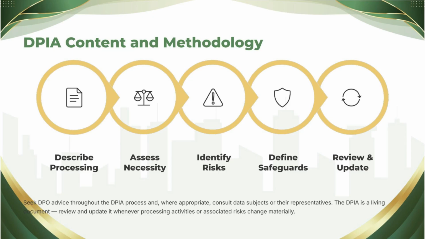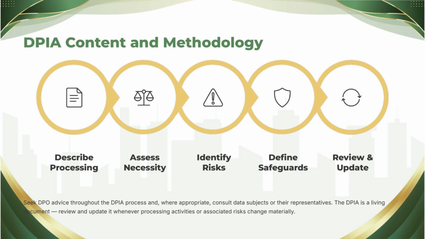Could we achieve this with less data, shorter retention, narrower access, a gentler method? A DPIA that never considers alternatives isn't assessing, it's ratifying. Element 3, the heart. An assessment of the risks to the rights and freedoms of data subjects. Note whose risks, not the company's fines or reputation, the people's.